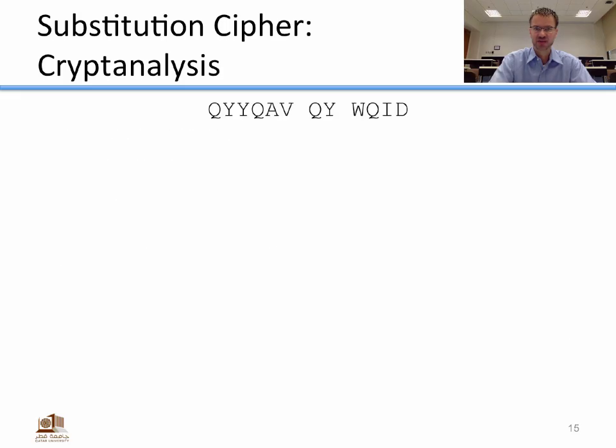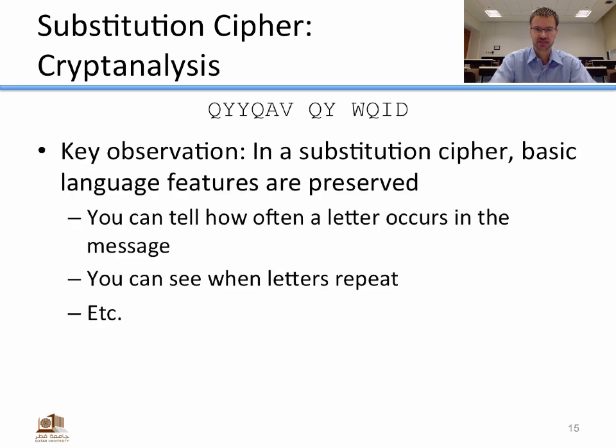Okay, so how do we cryptanalyze this? Well, let's look at our ciphertext again. I've taken away the plain text just so you can just look at the ciphertext. And I want to make a key observation. In a substitution cipher, the basic language features are preserved. So as an example, you can tell how often a letter occurs in the message. So as we look up at this message, we can see that, oh, well, Q happens a lot, and Y happens quite a bit. And this letter Y is duplicated, and it's one right after another.